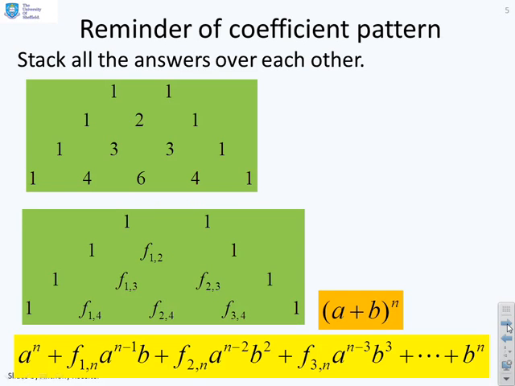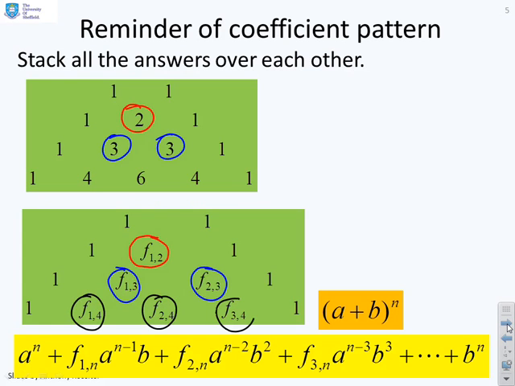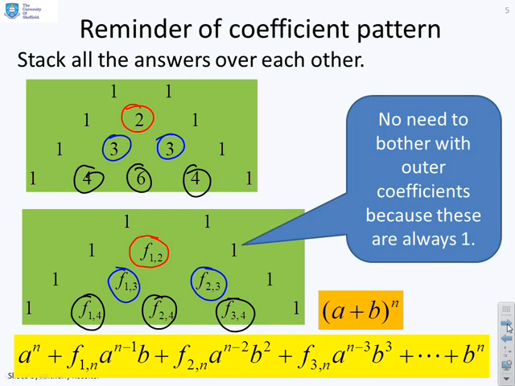And we also showed in the previous video that the coefficients had a very particular pattern. So you can see f12 is 2, f13 and f23 are 3 and 3, f14, f24 and f34 are 4, 6 and 4. And we showed that there was a particular way that you could calculate these coefficients. The other thing to note is, of course, the outer coefficients are always 1. You can see that because I've got a 1 times a^n and a 1 times b^n.